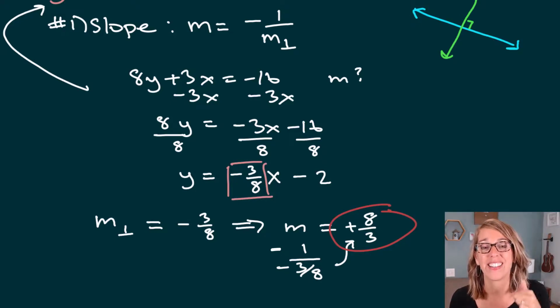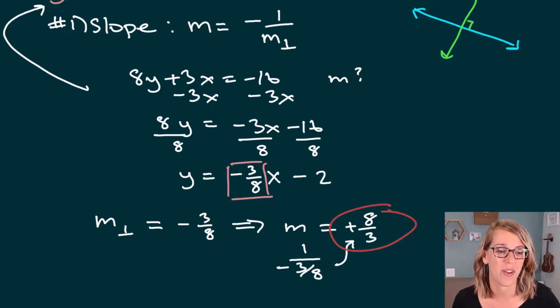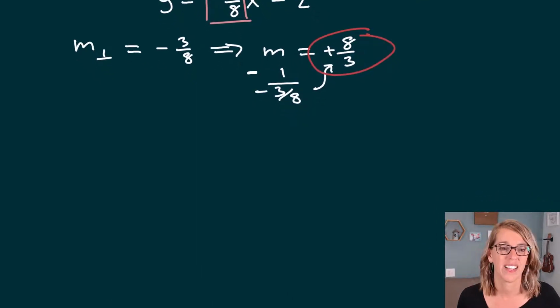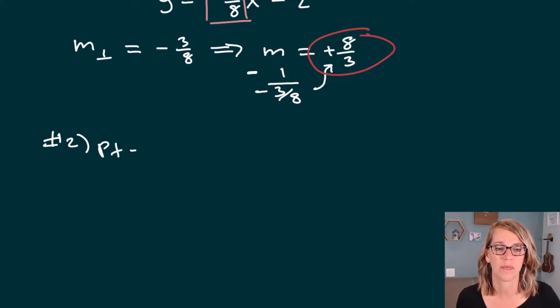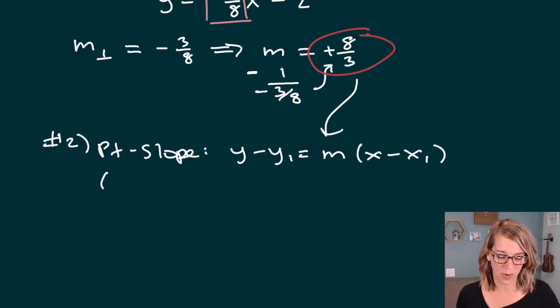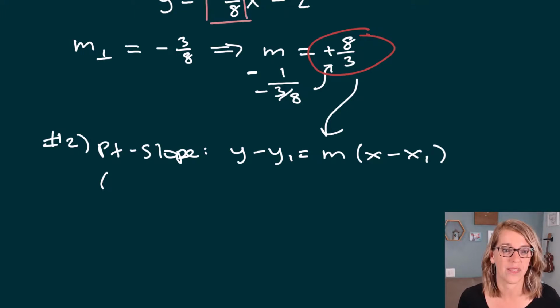Next, I want to find the equation. So I'm going to plug my point in and find that equation. Let me give myself a little more room here. I've got my slope, step number two. So for step number two, I'm going to use point-slope, which is y minus y1 is equal to m(x minus x1). We've got our m, and the point that we were going through was (-3, -3). That makes it easy.